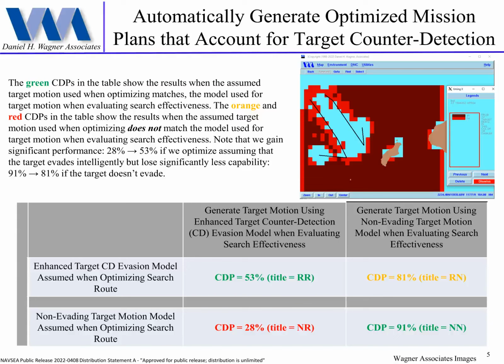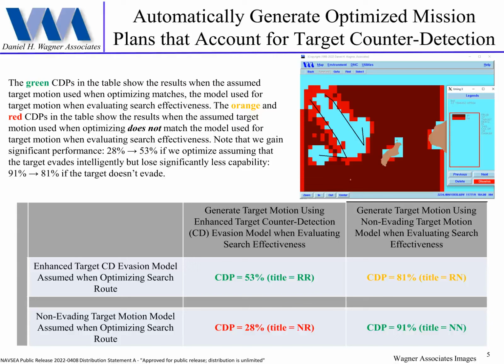Now, the obvious question is, well, what if the target doesn't evade? How much are you giving up? Okay, so in this case, if you go to the yellow in the upper right, if you assume the target evades and the target does not evade, your plan gets an 81% probability of detection.